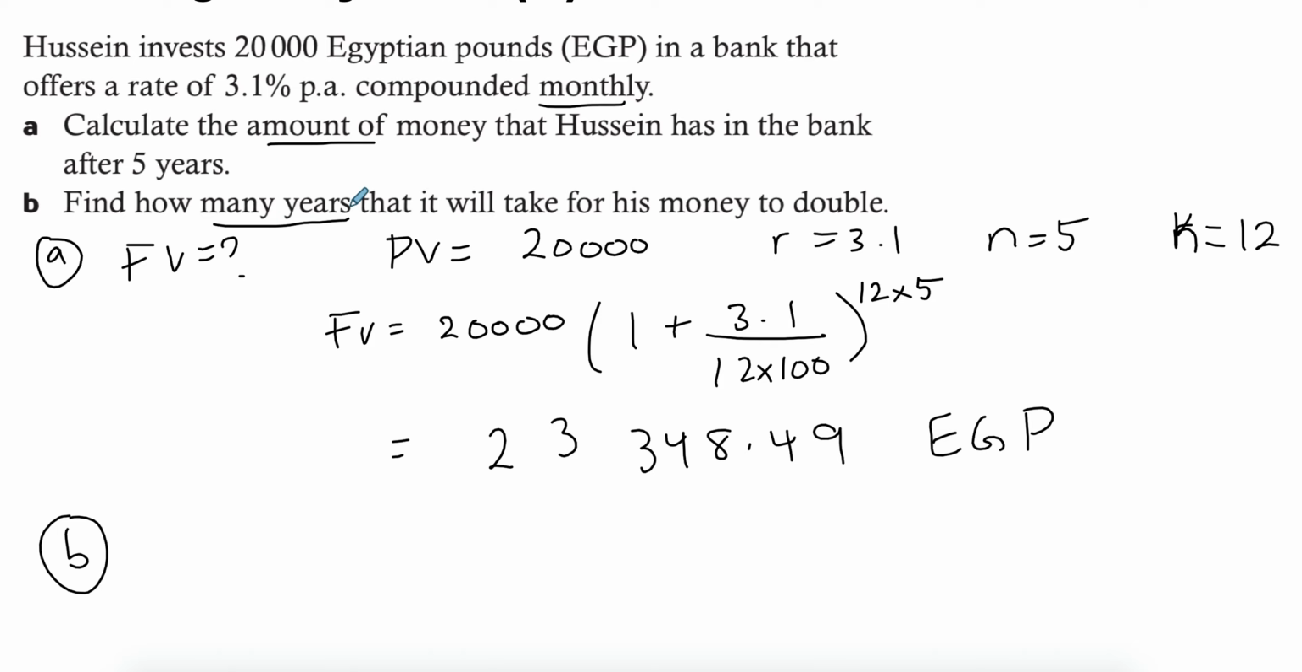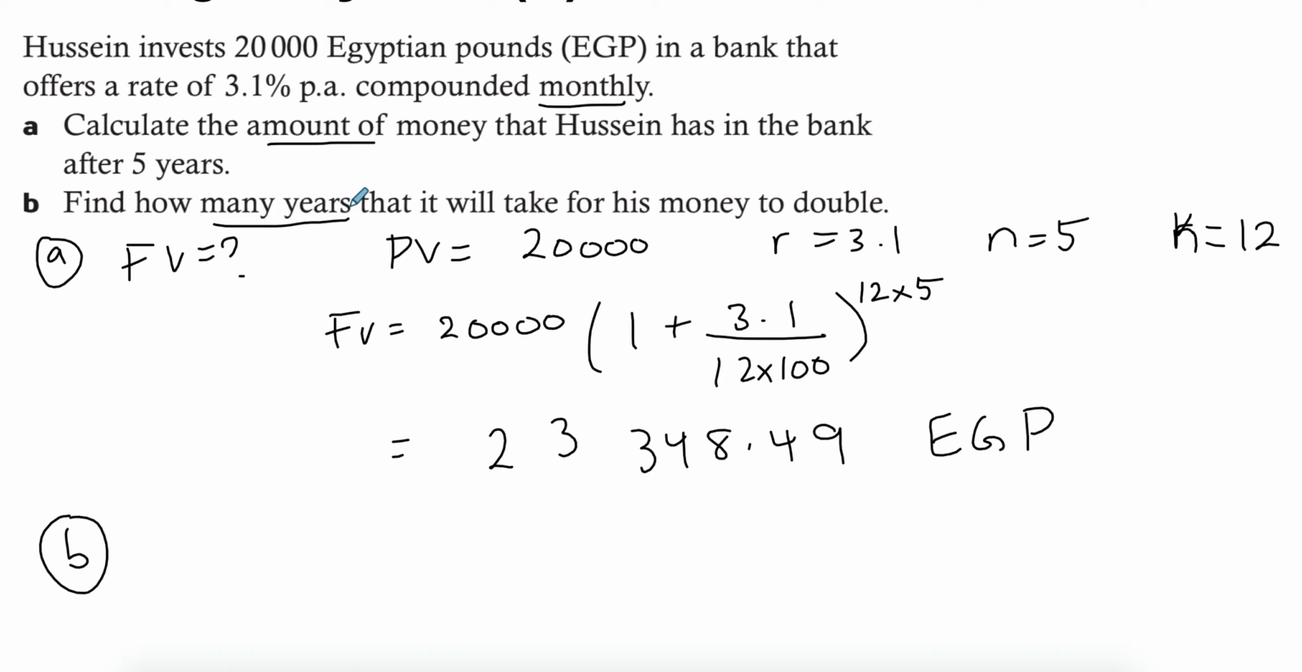For his money to double, we're looking at his actual money. This is only after 5 years, but I want to know how long would this money take to double. So please keep in mind what value you're taking initially. So his money is 20,000. The 23,000 is only after 5 years, but his money is 20,000. So I want my future value to be 40,000. So that's his money doubling.